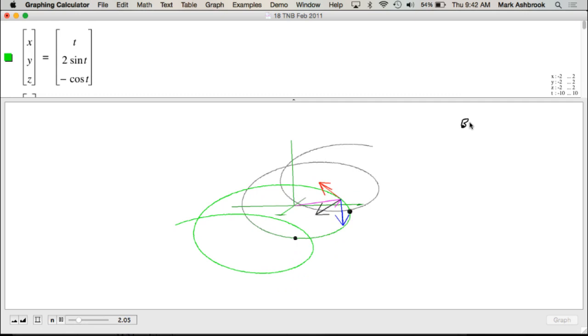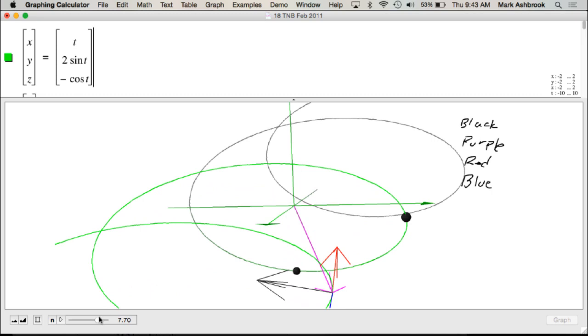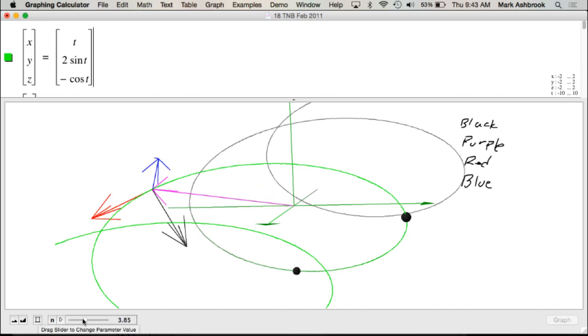So there's black, purple, red, and blue. Pink? Are we labeling the plane or are we labeling the vectors? No, just the vectors first. Okay. How's that? Did the colors show up good there? How about right there? There you go.